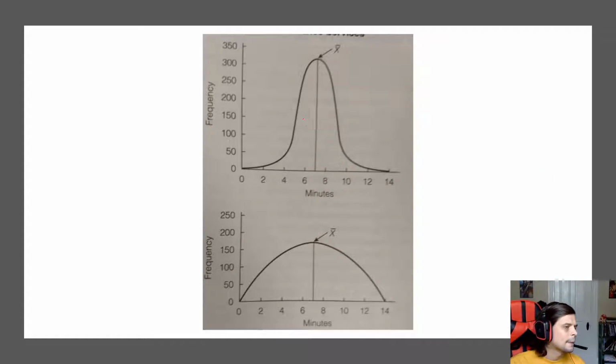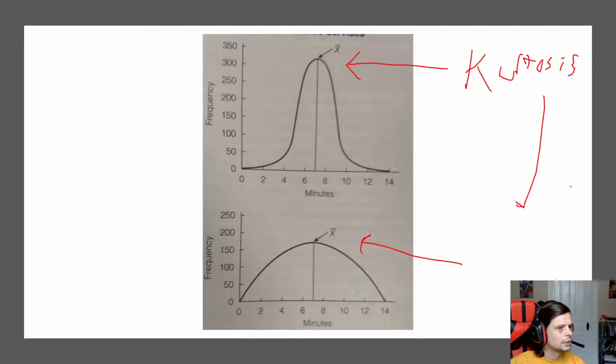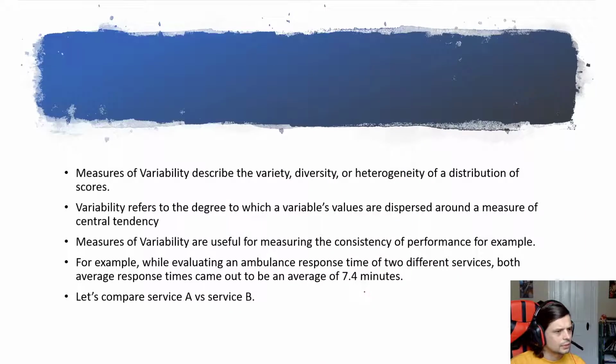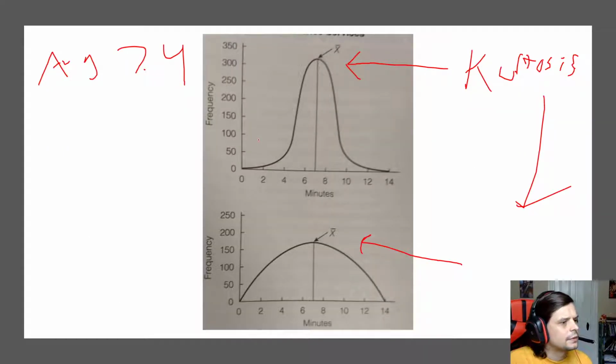See the pen? Now, if you remember correctly, this peak right here is called your kurtosis. Okay, this is important. Kurtosis. And this of course does have a kurtosis too. Now, as you can see here, remember how I said both of these have an average of 7.4. Just to make sure, 7.4. So these both have the same average, but they look very different.